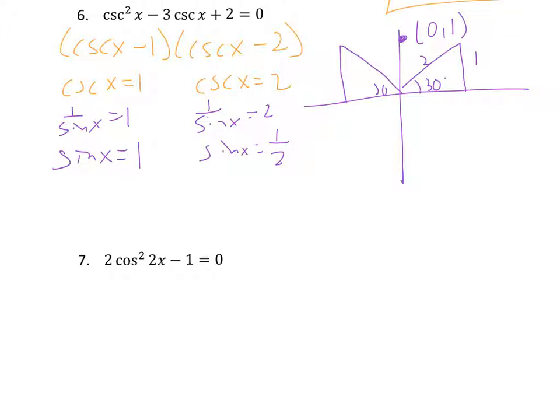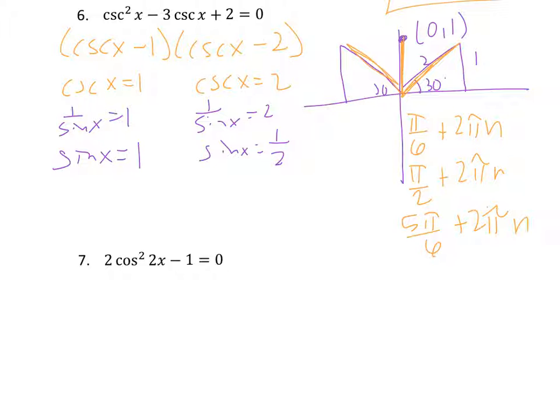So in this first angle, that would be pi over 6 plus 2 pi n, because again, you have to account for every single angle, no matter how many rotations you have. The second angle is pi over 2 plus every single circle. The third angle would be 5 pi over 6 plus 2 pi n. And those 3 would be my final answer.